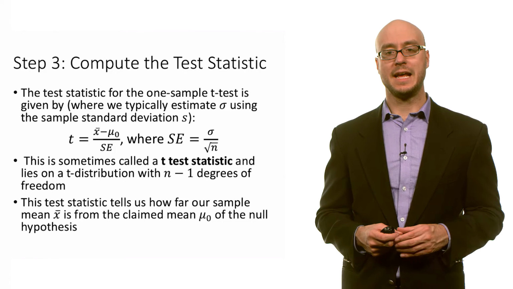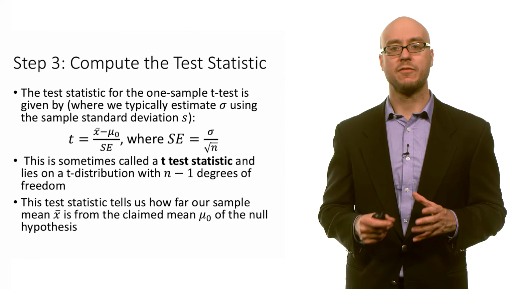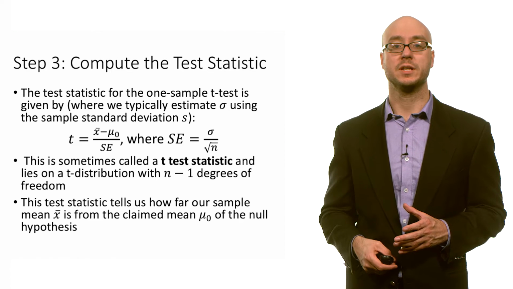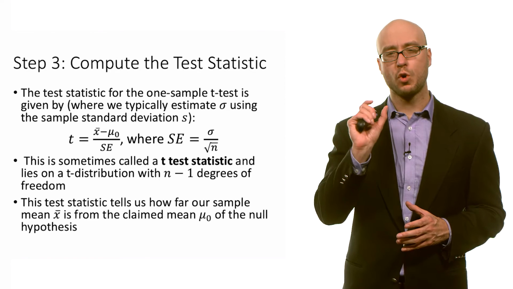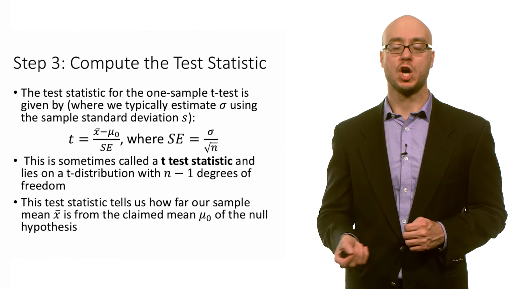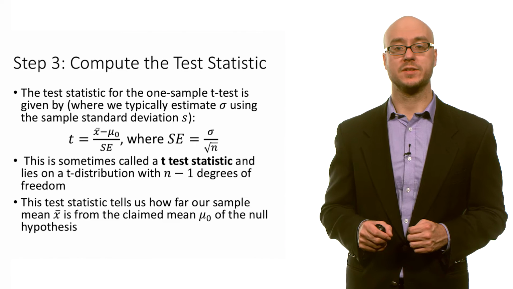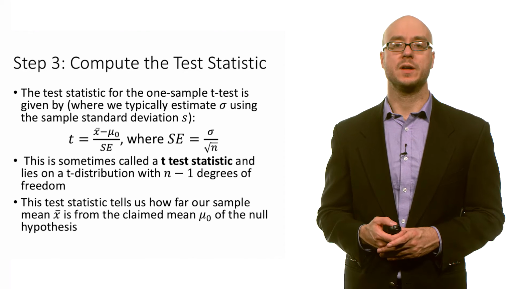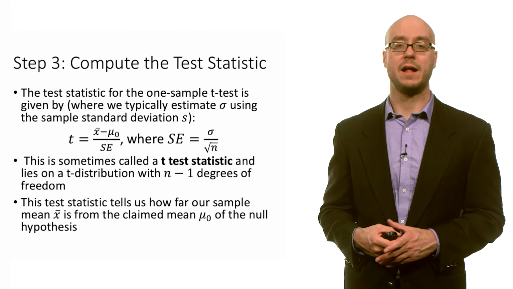And again, the t-test statistic just tells us how far a sample mean x bar is from the claimed value of the population mean of the null hypothesis. The more extreme the t-test statistic, the more inconsistent our data is with that null hypothesis, and the more likely we are to actually reject that null hypothesis under some given level of alpha.